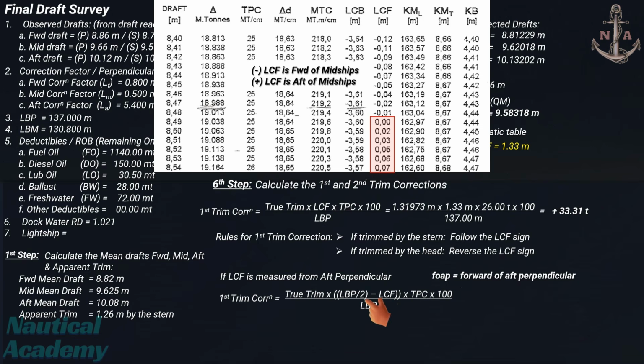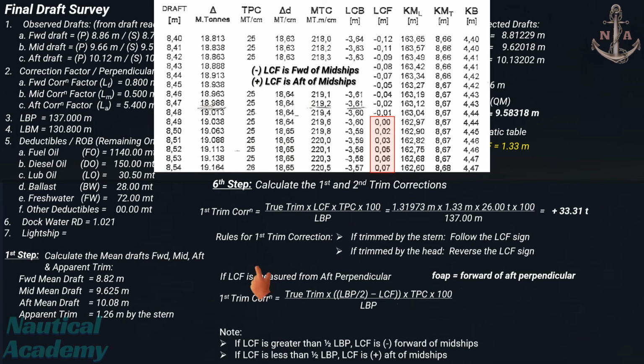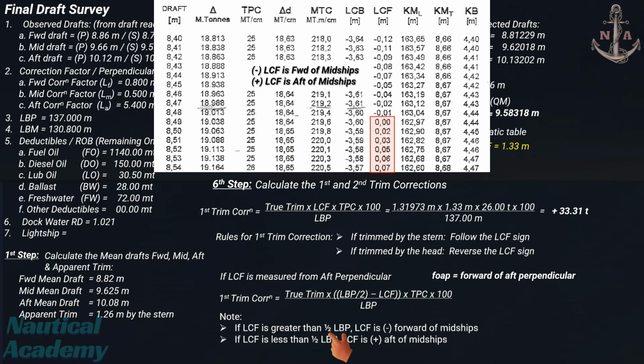To determine whether the LCF is forward or aft of midships: if LCF is greater than half of length between perpendicular, then the LCF is forward of midships. If LCF is less than half of length between perpendicular, the LCF is aft of midships.